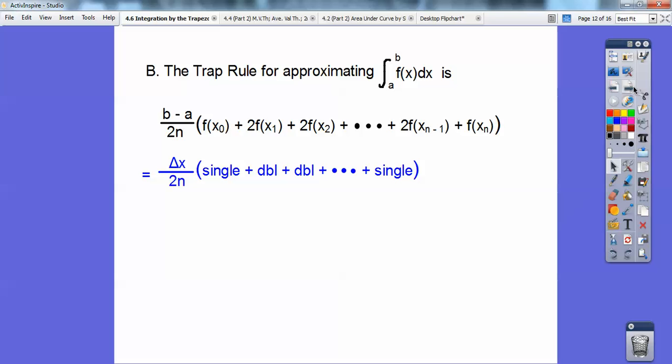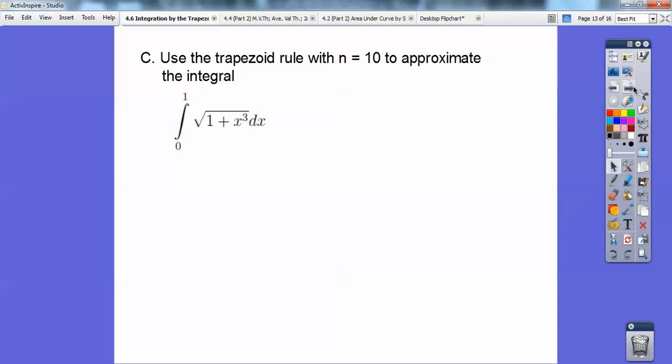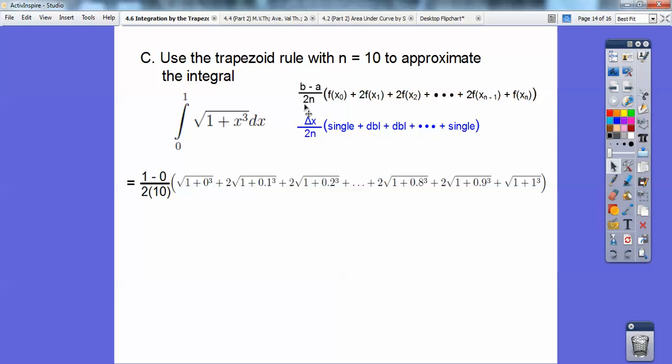Okay? Alright, let's try one of these, you guys. Let's use the trapezoid rule with n equaling 10 rectangles to approximate this integral. Here's my formula. We're going to go b minus a, so it's 1 minus 0 over 2 times n, 2 times 10. And then plug in x equals 0, and we're doing 1/10 of it, because when you're cutting it up 10 times, it's going to be 1/10, 1/10, 1/10. So I'm just adding a tenth all the time.